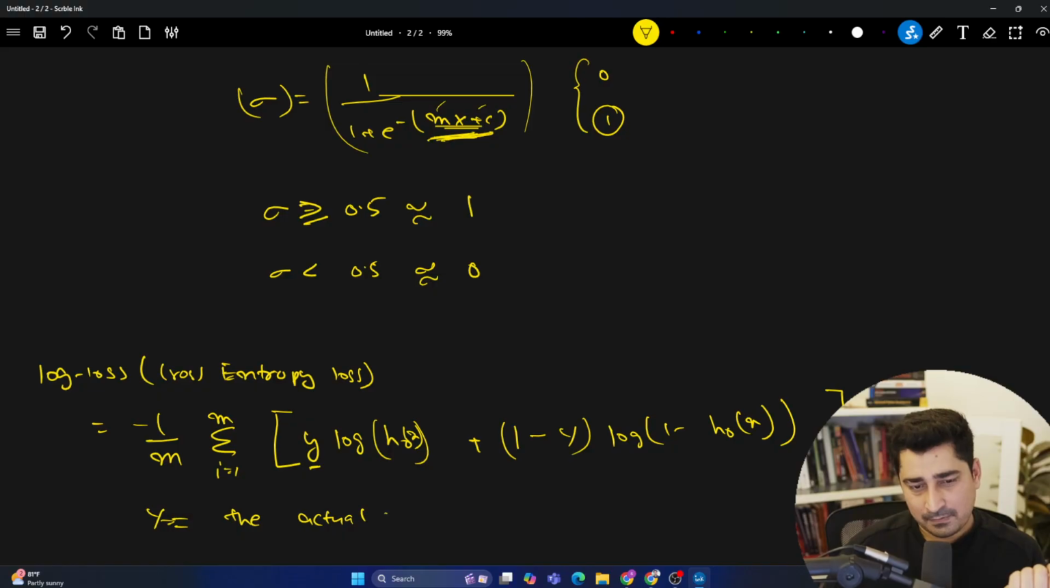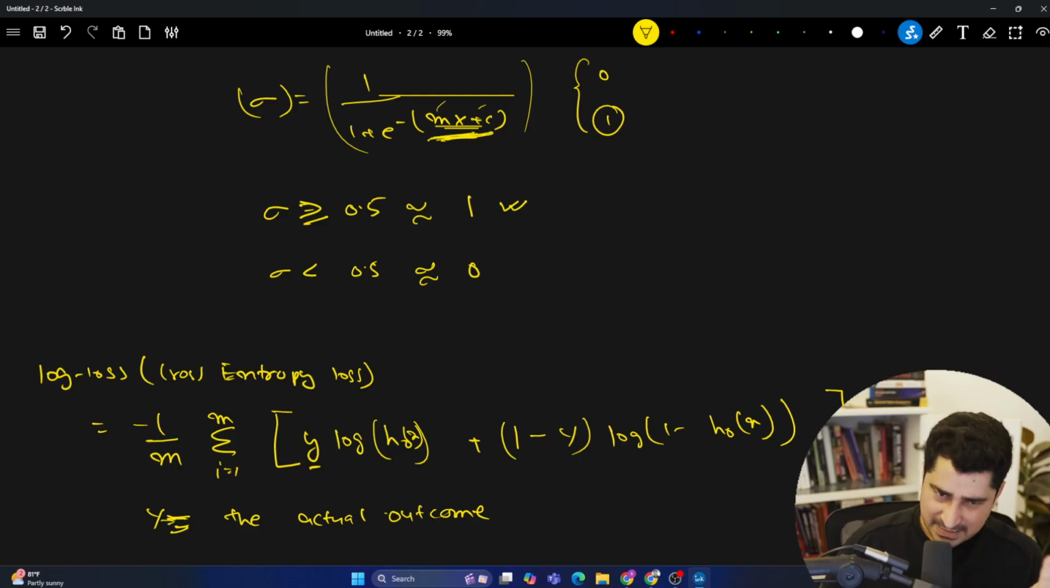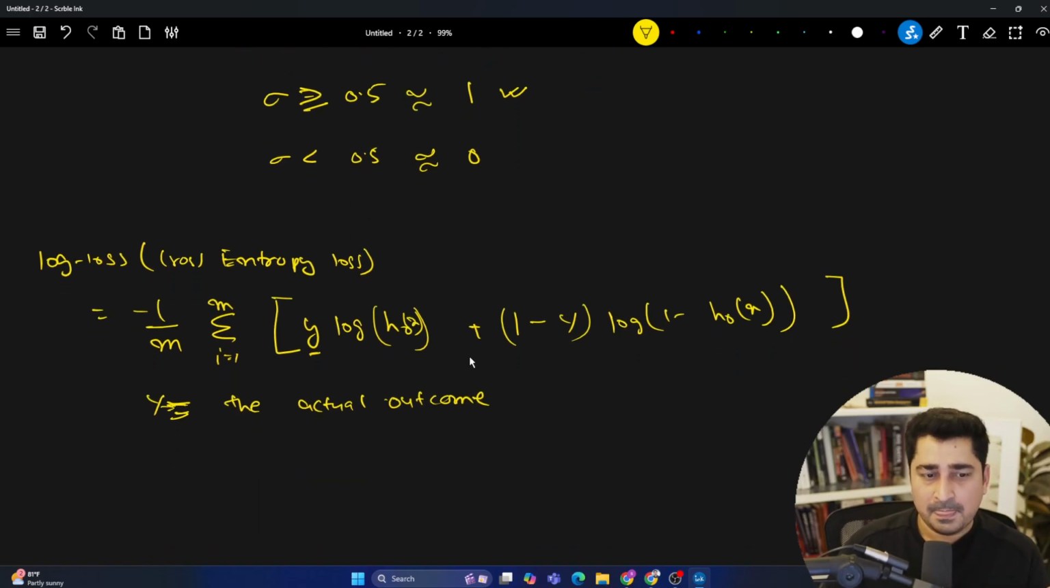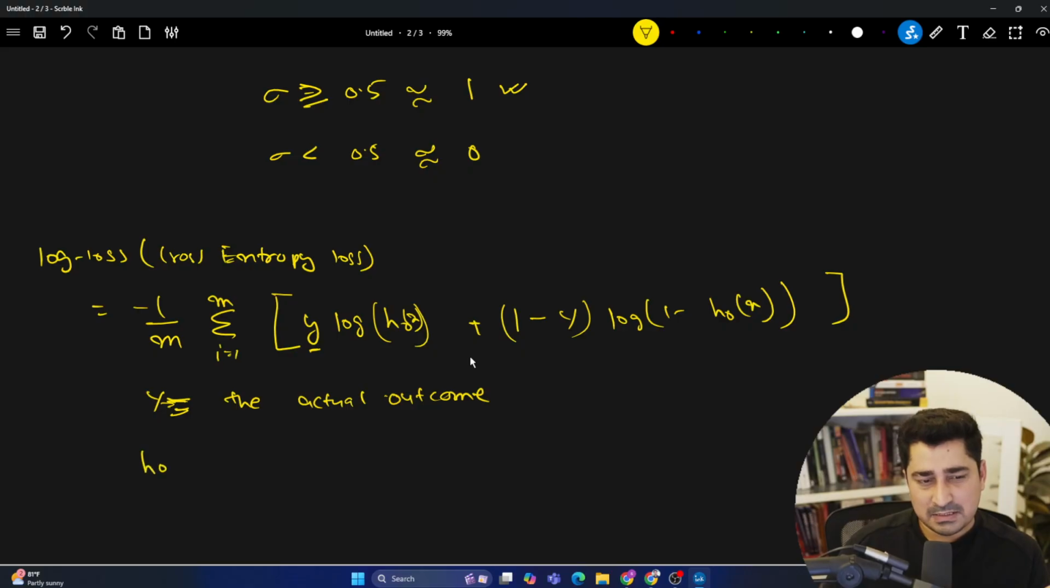Actual outcome. So let's suppose I was expecting class 1. So obviously this class 1 is going to be my y, the expected value, obviously the actual value. Now if I talk about this h of 0 of x, so if we are going to pass x data, input data, it is going to give me a prediction.